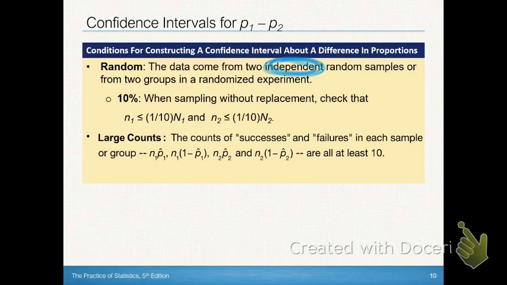The 10% condition that you're using because you're sampling without replacement, you basically just need to do twice. You need to make sure that the sample from group 1 is less than 10% of the population for group 1, and then you repeat that again with group 2. And same thing for large counts, where we used to just do n times p and n times 1 minus p. You're basically just going to do that twice with each group, and you need them both to be greater than or equal to 10. So again, these should look familiar because these are similar to what we did when we were working with our sampling distributions.